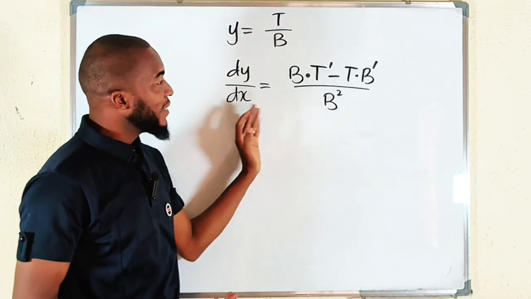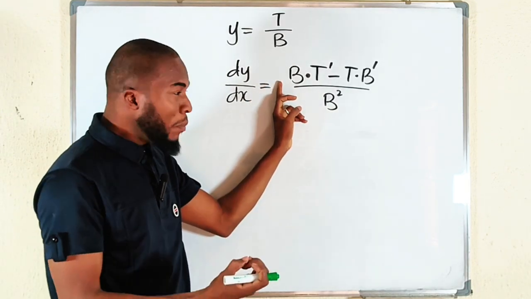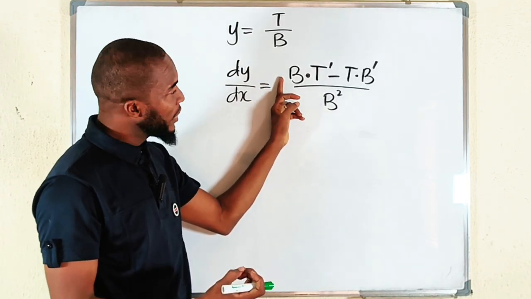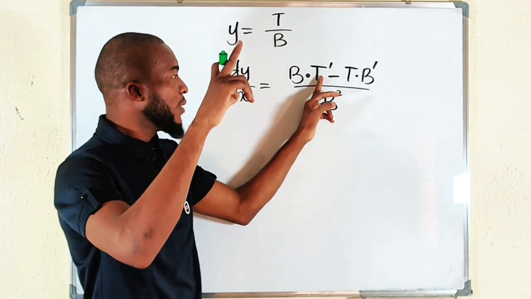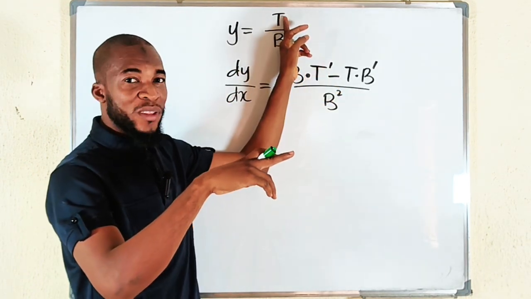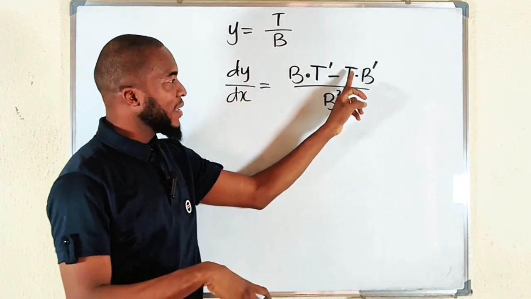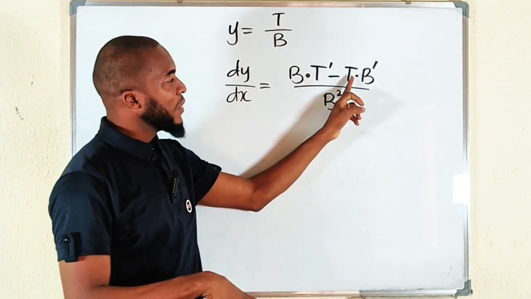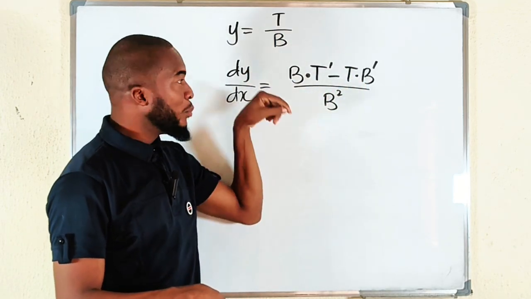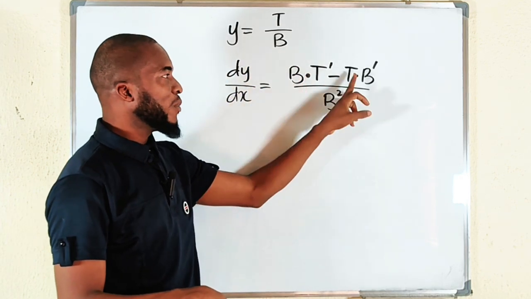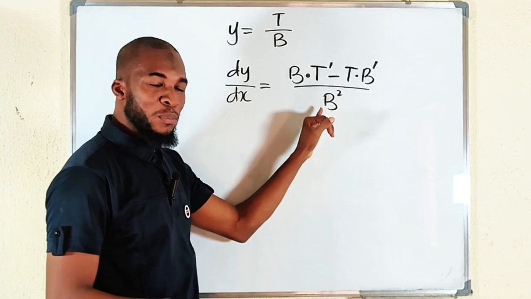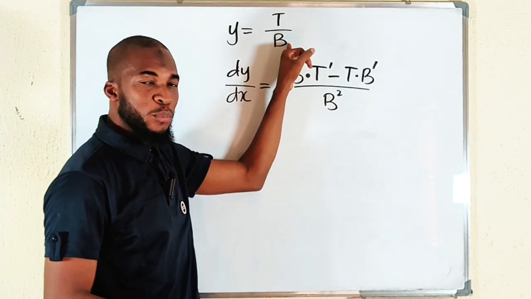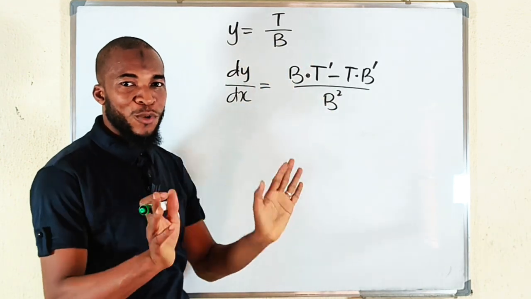dy over dx is equal to, you say bottom, that is the function at the bottom, multiplied by the derivative of the function at the top. T prime, meaning you should differentiate the top. Then minus the top function times the derivative of the bottom function. You differentiate the bottom, you multiply by the top. You divide by b squared, which is the bottom squared. Whatever function you have at the bottom, square it, and you're done.